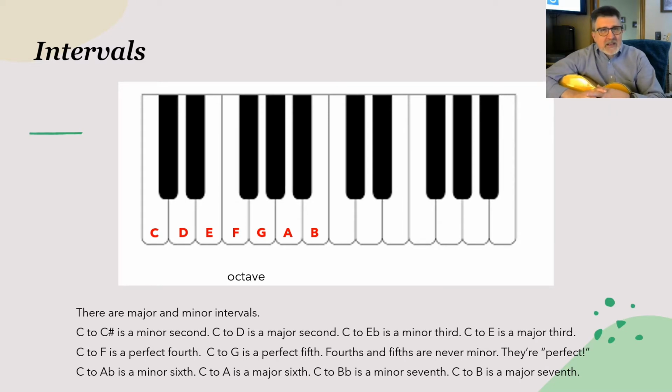C to E flat is a minor third, but C to E is a major third. C to F is called a perfect fourth, and C to G is a perfect fifth. Fifths and fourths are never minor.